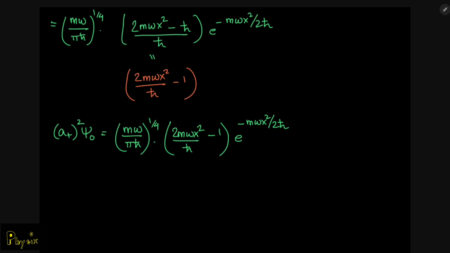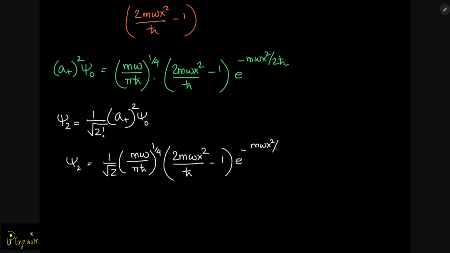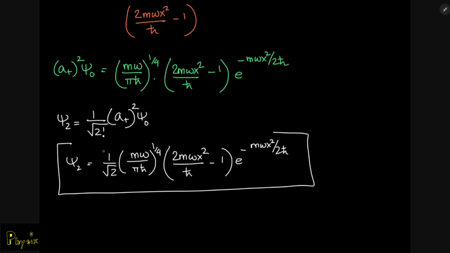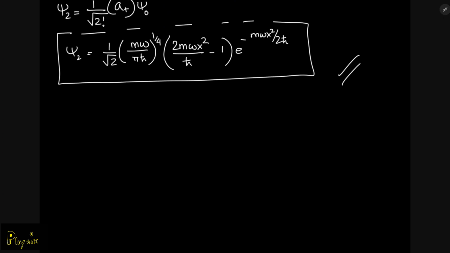But our final expression for ψ₂ is basically 1 over the square root of 2 factorial times a₊² ψ₀. Okay, so ψ₂ basically becomes 1 over the square root of 2 times (mω/πħ)^(1/4) times (2mω x²/ħ − 1) e^(−mω x²/2ħ). And this is basically your answer for ψ₂. Part A done.